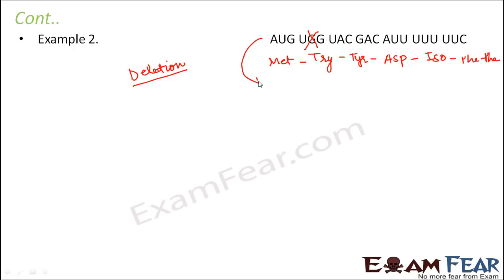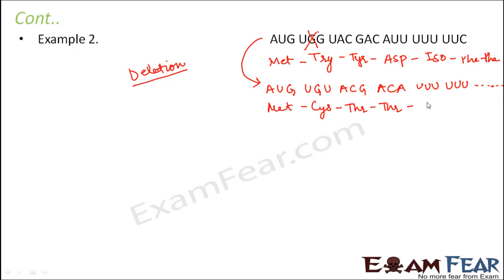Once we delete the G, what would happen? The new sequence would be AUG, UGU, ACG, ACA, UUU, UUU, and so on. So this would be methionine, then UGU would be cysteine, ACG would be threonine, ACA will again be threonine, UUU would be phenylalanine, UUU again phenylalanine. Again, if you compare it with the original, there is no match at all, because in this case as well, the entire reading frame has been shifted. So this is also an example of frame shift mutation.